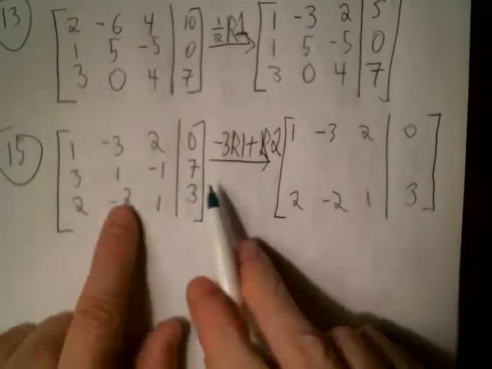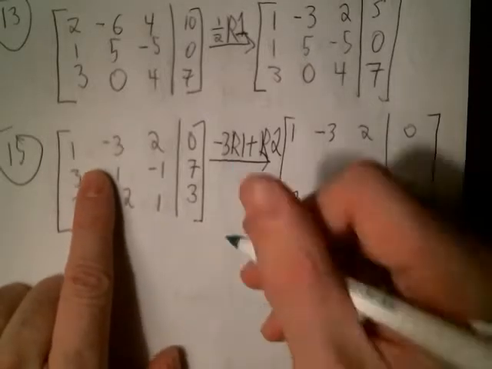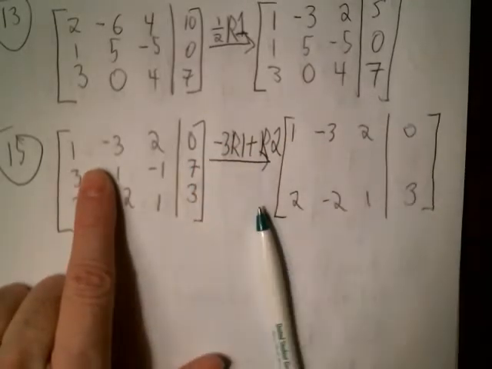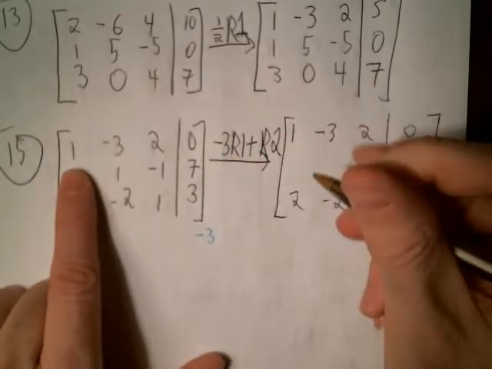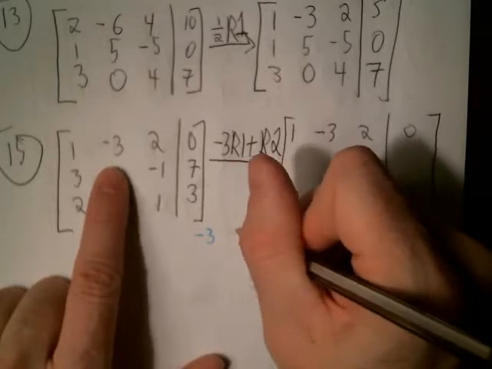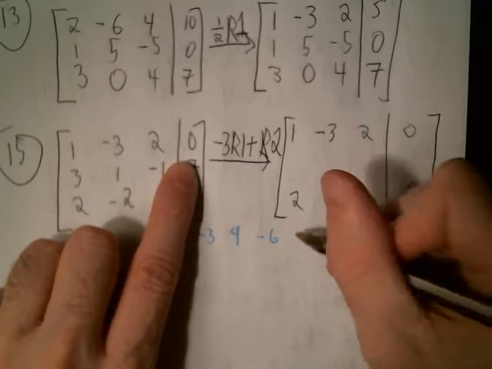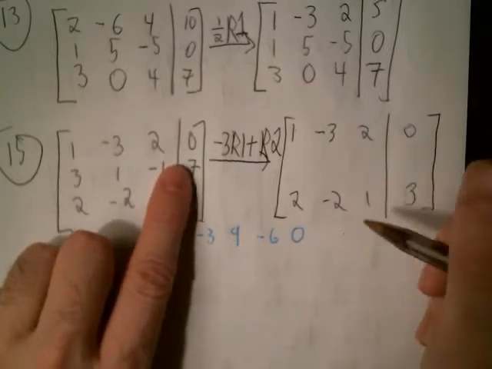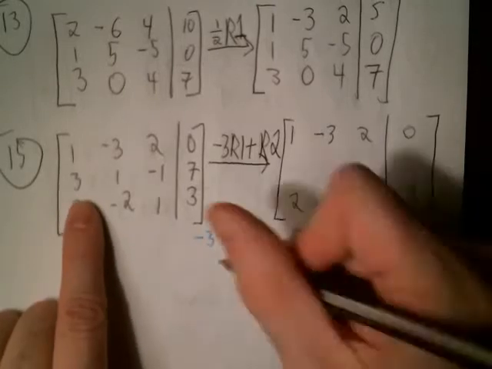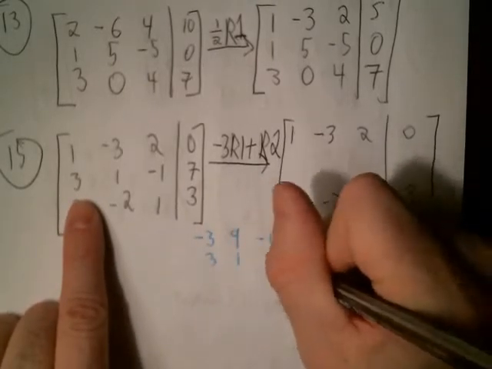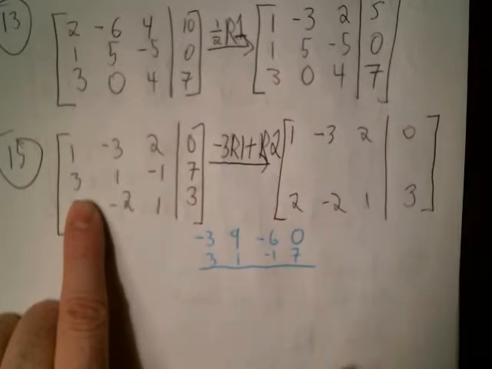So then for the results of row 2, you're multiplying row 1 by -3. So in this particular example, I'll go ahead and write what that looks like. -3 times 1 is -3. -3 times -3 is 9. -3 times 2 is -6. -3 times 0 is 0. And then I'm adding that to row 2. So row 2 is right here, 3, 1, -1, 7. And then you just add it and put the results over here.